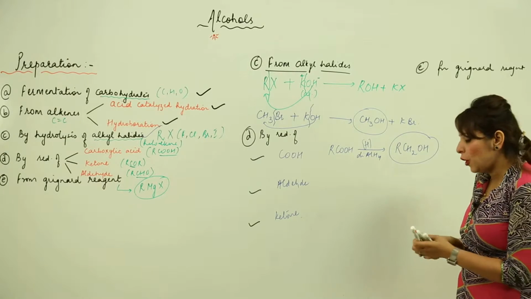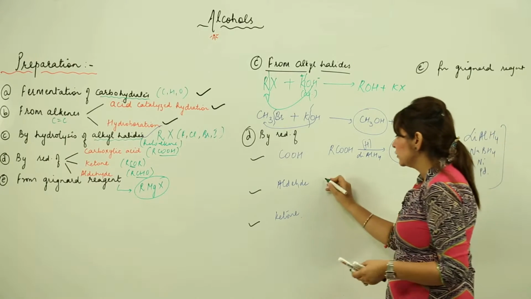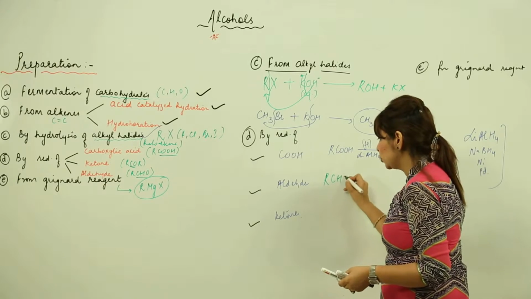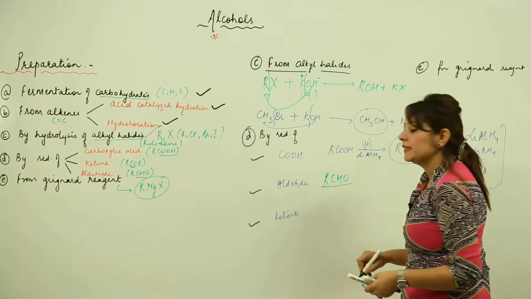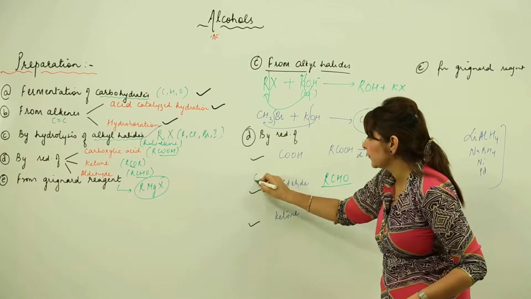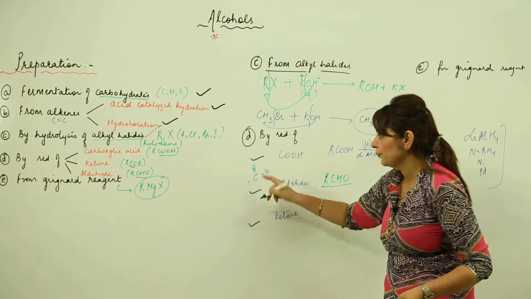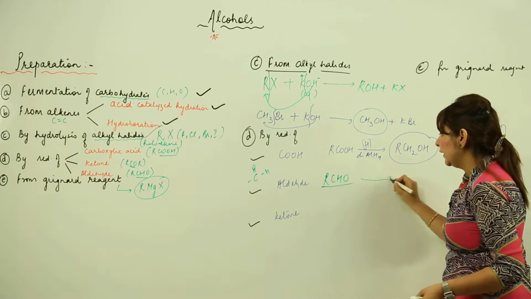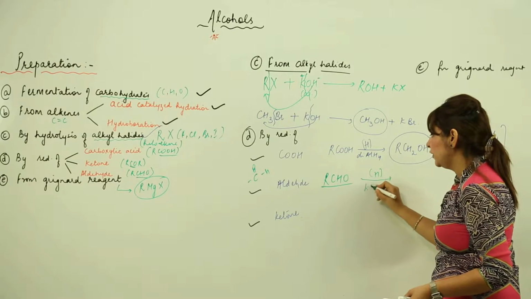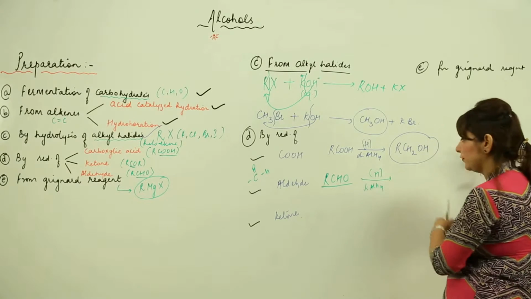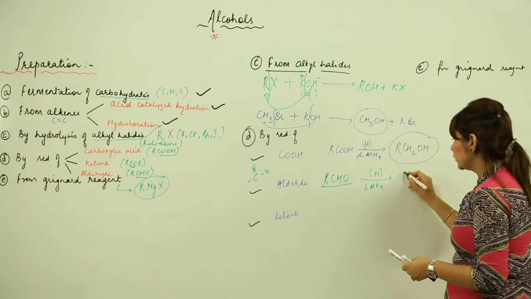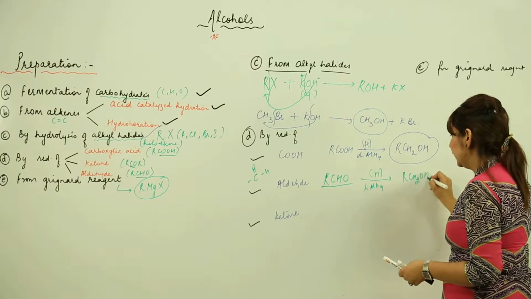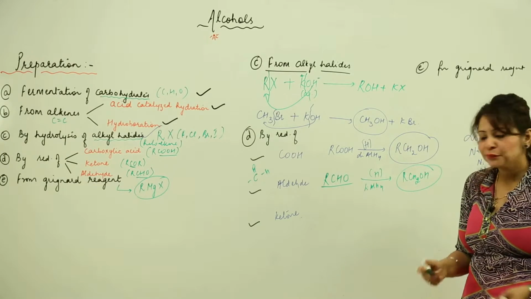Likewise, we can perform the reduction of an aldehyde. So let's say it is RCHO. As we know, an aldehyde is something which carries this group, this CHO, right. So I took this compound, same reducing agent, or either of them I can select. So again what do I get? I get again an alcohol.